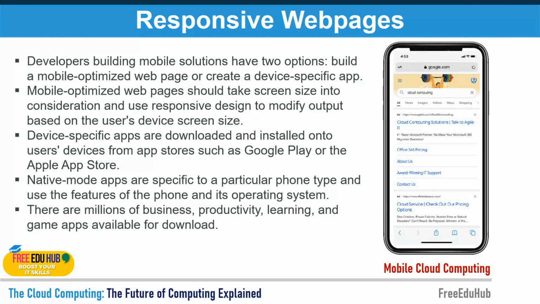Now, developers building mobile solutions have two options: either build an application optimized for the web page or create a device specific application. So whether they will be making a website which would be dedicated website for a company, or they'll develop a website which would be dedicated for Android, iOS, or any other operating system on the mobile phones. Mobile optimized web pages should take the screen size into consideration and use responsive design to modify the output based on the user device screen size.